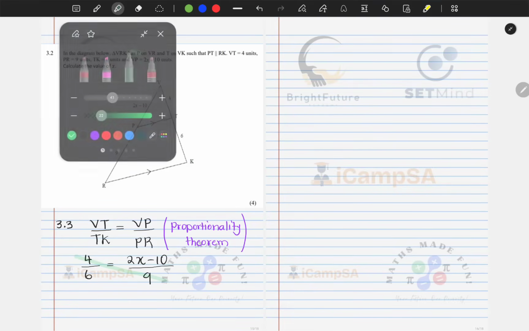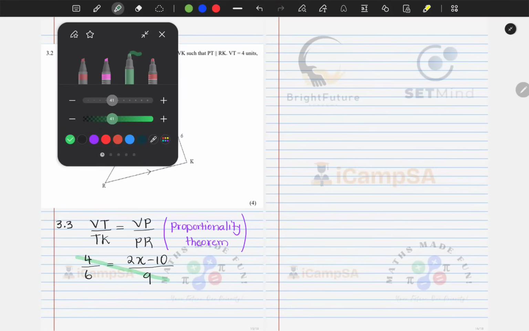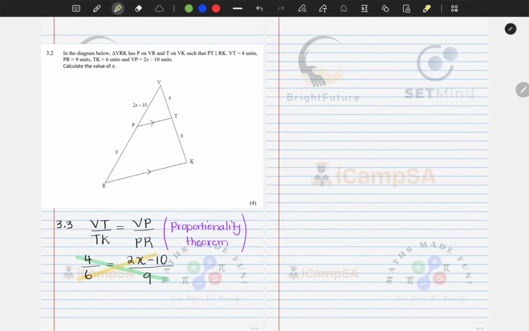So we'll do cross product. We'll multiply these, and then also multiply these, like that. So what we are going to have is 4 times 9 equals 6 times 2x minus 10. There's a couple of ways we can solve this problem, but we can introduce the 6. So 4 times 9, 4 times 2, that is 18.